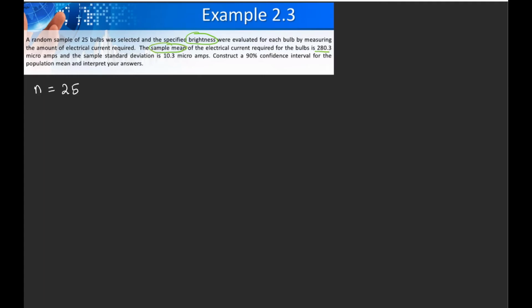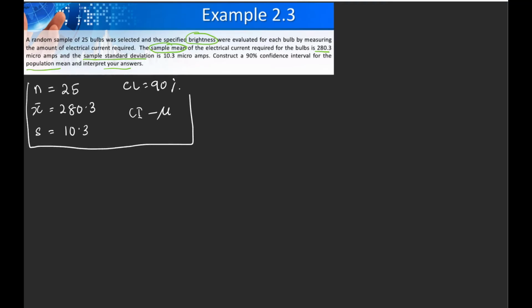So sample mean is X bar. So X bar is 280.3 microamps, and the sample standard deviation S equals to 10.3 microamps. Construct a 90% confidence interval. So confidence level is 90% for the population mean and interpret your answer. So you have to construct confidence interval for 1 mu. Okay, now you have the n, X bar, S, and the alpha. So which formula do you want to use?